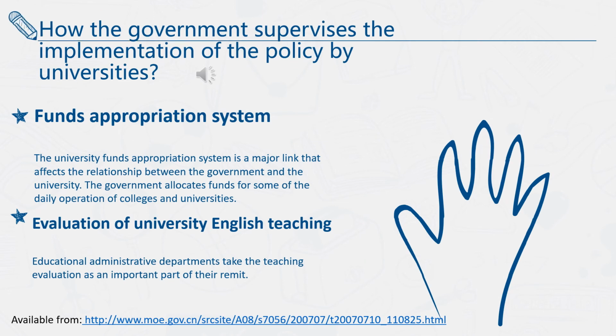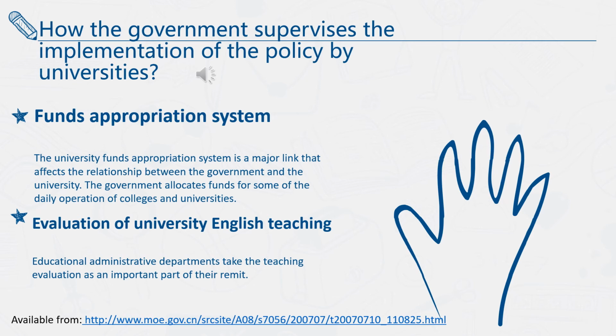So, how does the government supervise the implementation of the policy by universities? First, by the funds appropriation system. The university funds appropriation system is a major link that affects the relationship between the government and the university. The government allocates funds for some of the daily operation of colleges and universities.